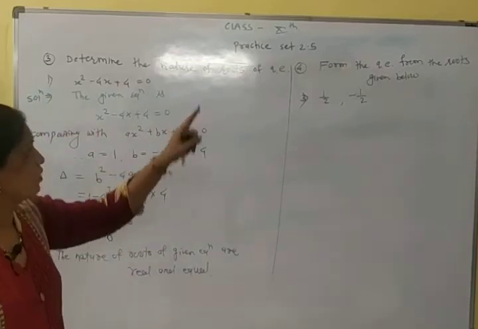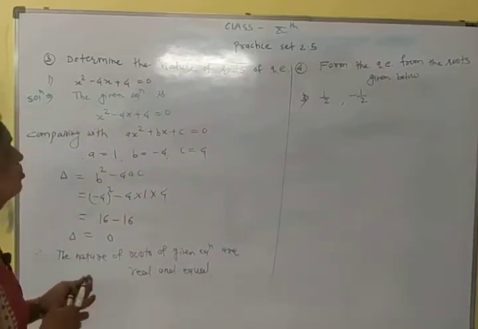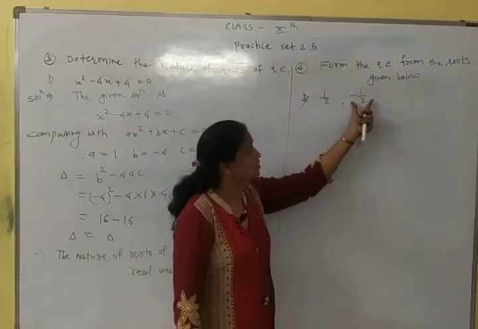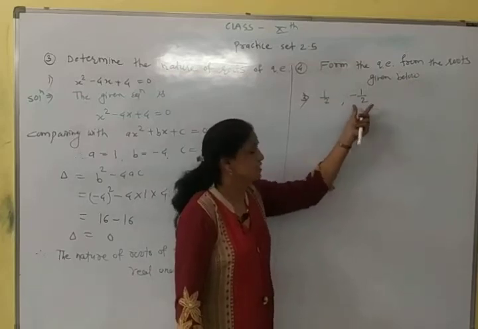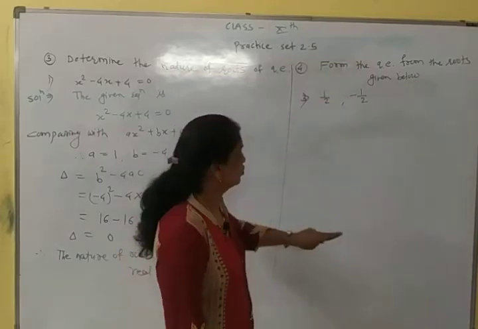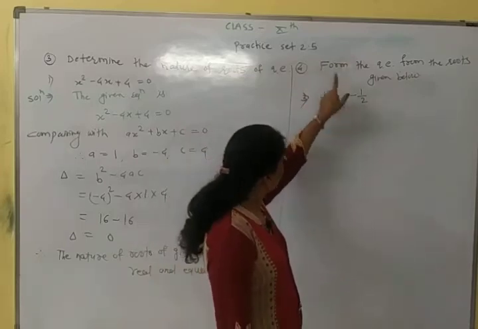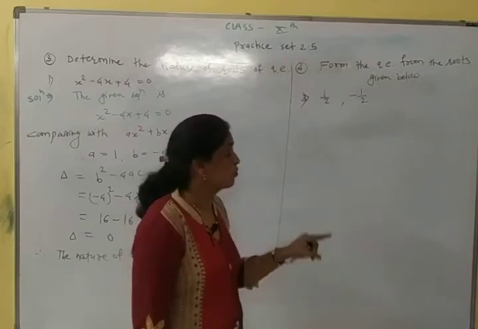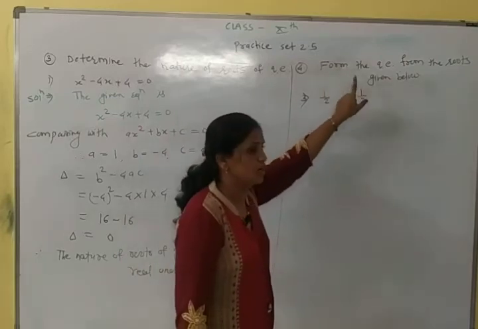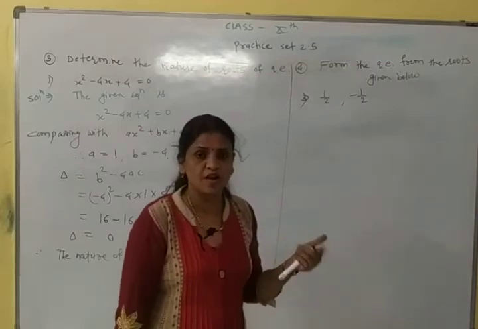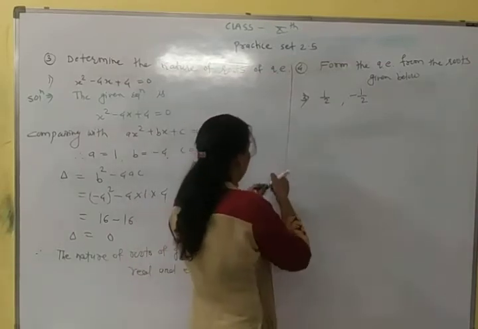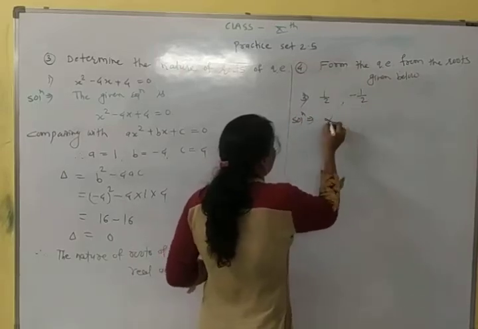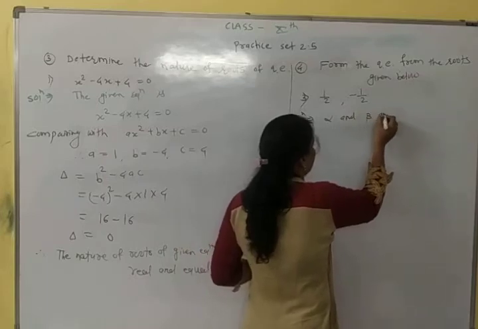Okay, then question number 4. Form the quadratic equation from the roots given below. Okay, here what to do? Given roots, here 2 roots are given, that is alpha and beta. There are 2 roots and from these roots form the quadratic equation. We have to prepare the quadratic equation. When roots are given, which equation to take, which equation to form here, I just told you. When alpha and beta are the roots. Okay, then solution, here alpha and beta are the roots.